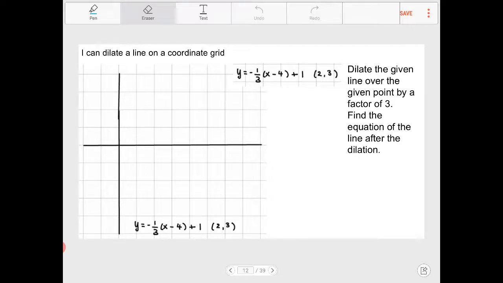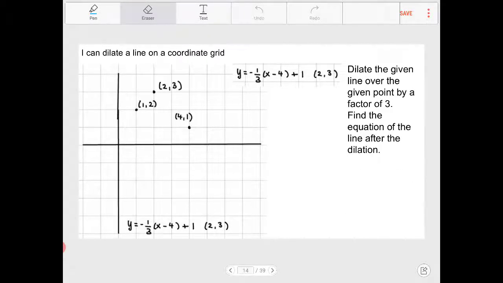So again, hopefully you had some time to think about this. I'm going to plot this line on the grid, and I'm going to plot that point on the grid as well. If I do that, I'll end up with a line that looks like this. I know that this line has to pass through (4, 1), which I put over here. And I know that this line has a slope of negative 1/3, so I'm going to go down 1 and over 3, or I can go up 1 and over to the left 3. So the other point has to be (1, 2).